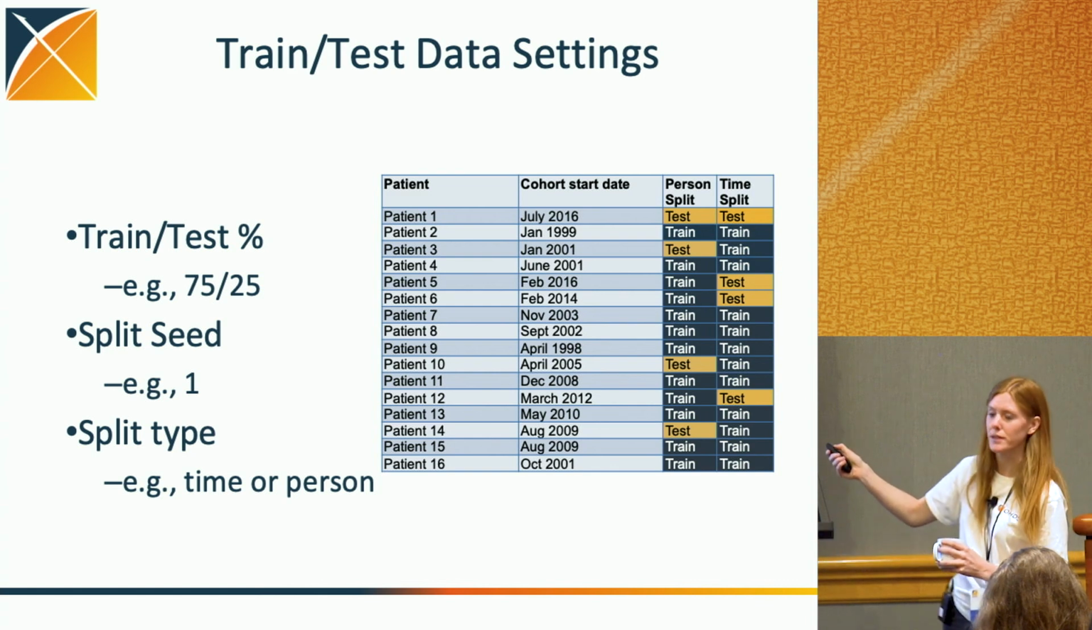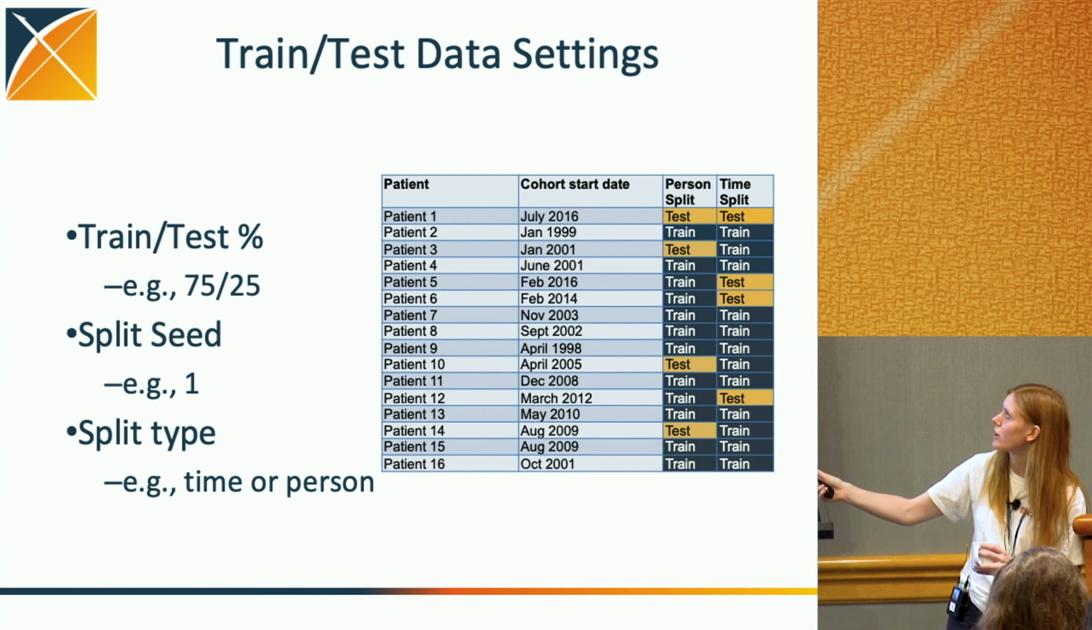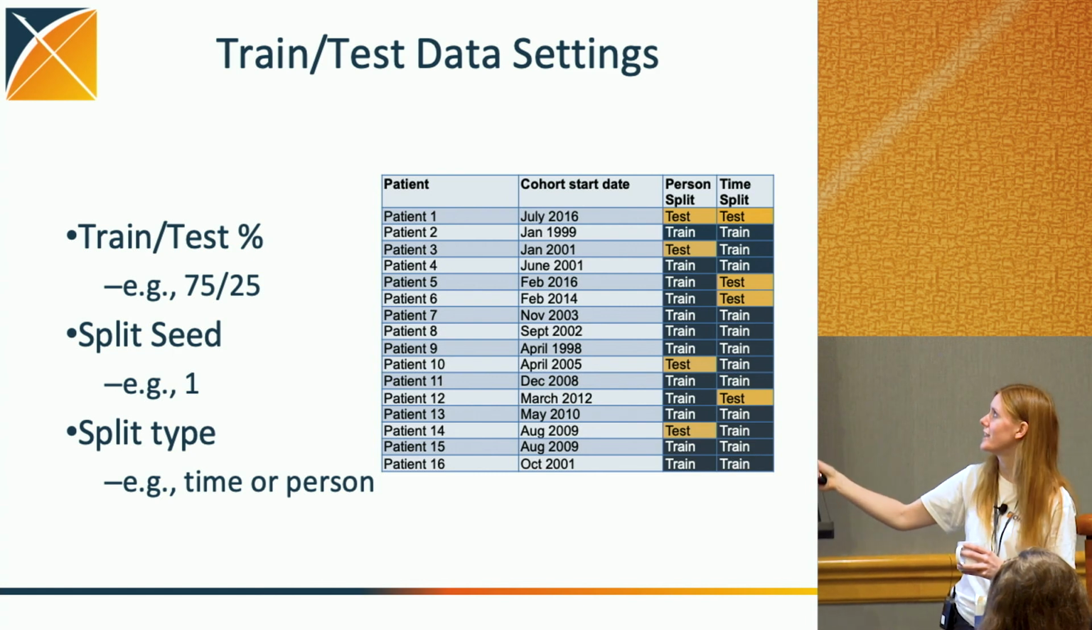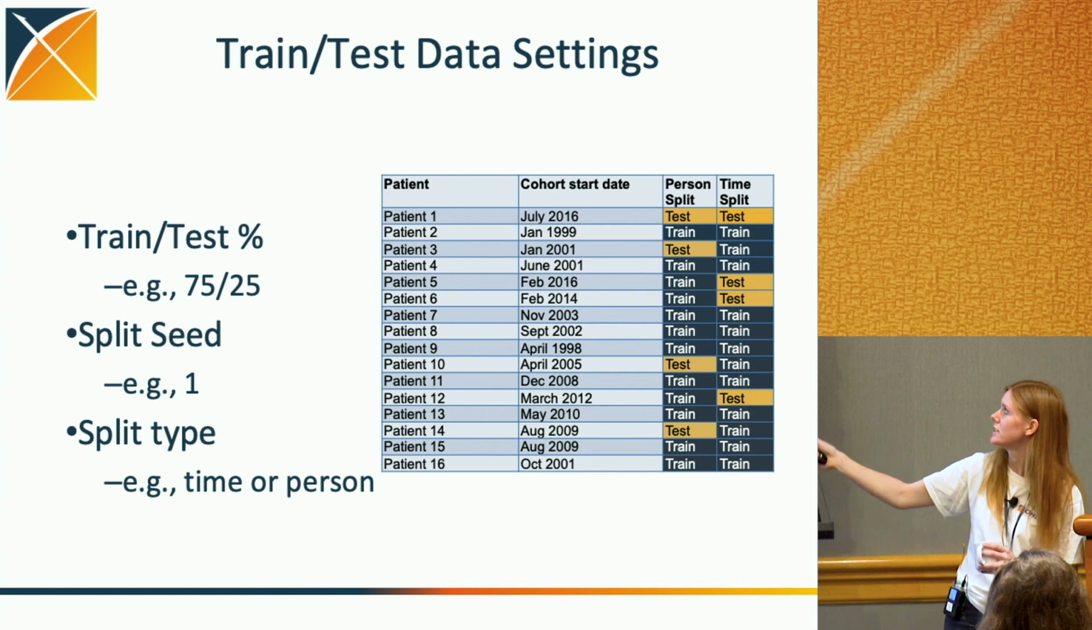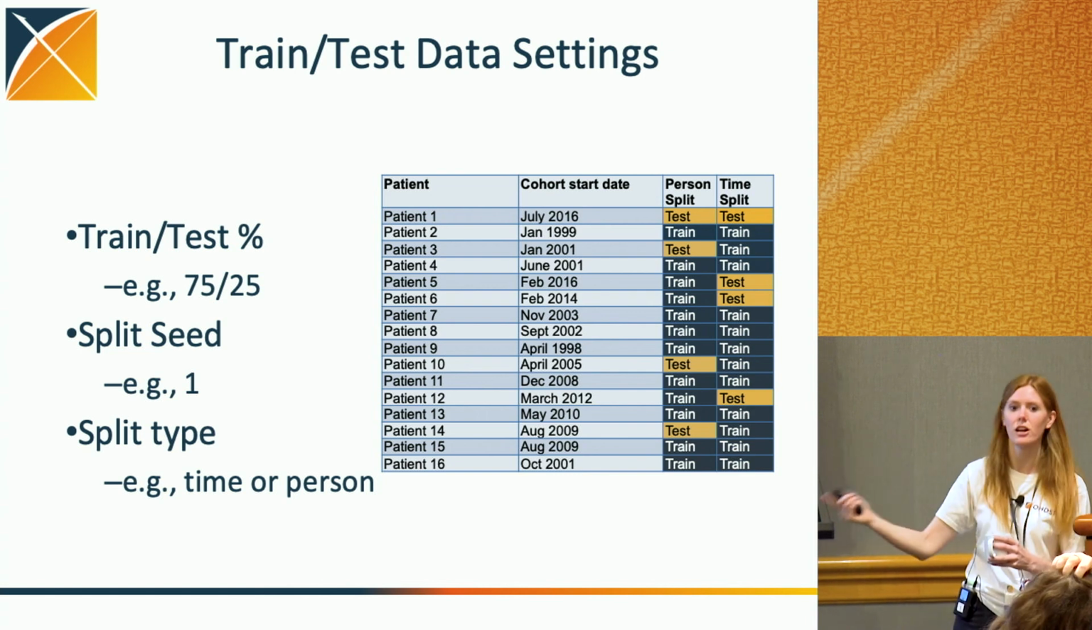And then the time split will actually use this column. So it would actually look at people who have the later data. So this person here was July 2016. This person here was February 2016, February 2014, and March 2012. These are all the people with the latest data. So they basically entered the target cohort at a later date. So these are going to be your test, because this is later data, and everyone else is going to be your train because it's the earlier data.